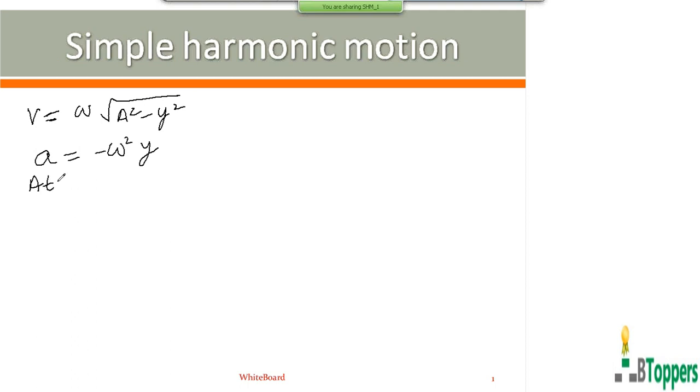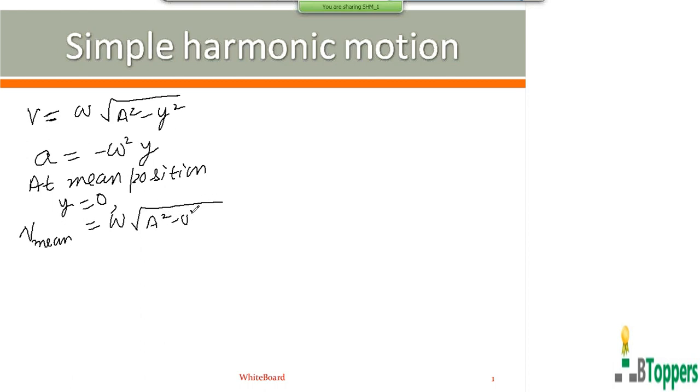So at the mean position, the displacement y is 0. So you can substitute y equal to 0 in the above equations to find the velocity and acceleration at the mean position. Velocity is omega into root of A square minus y square. So velocity at the mean position will be equal to plus or minus A into omega.